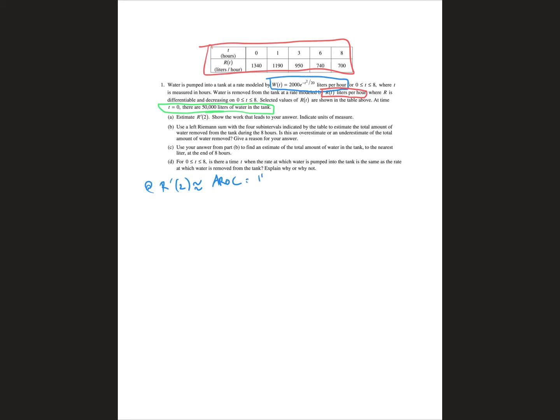So basically that would be 1190 minus 950 over 1 minus 3. And I believe that is 240 divided by negative 2. So my IROC is approximately negative 120. Now, when we talk about units of measure, keep in mind we divided R of t, which was in liters per hour, by t, which is hours. So my units here should be liters per hour divided by hours, or liters per hour squared.